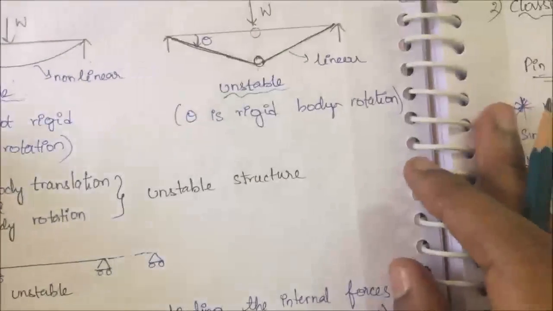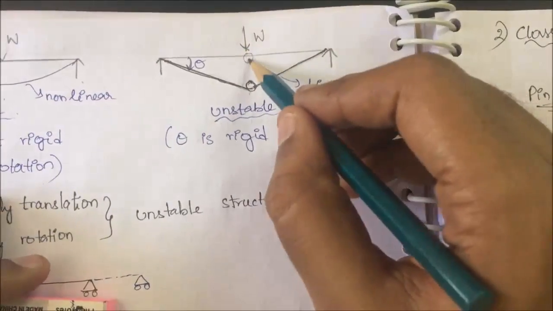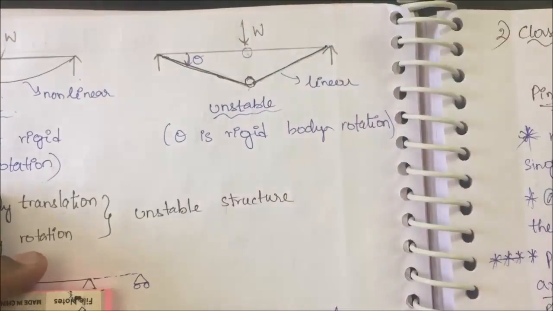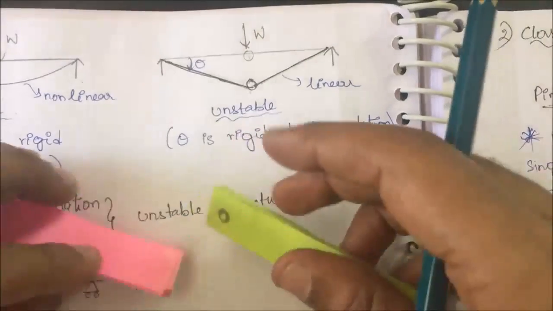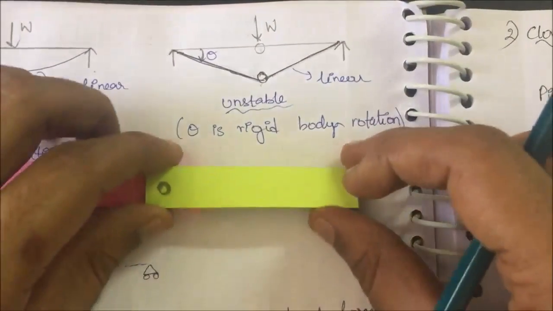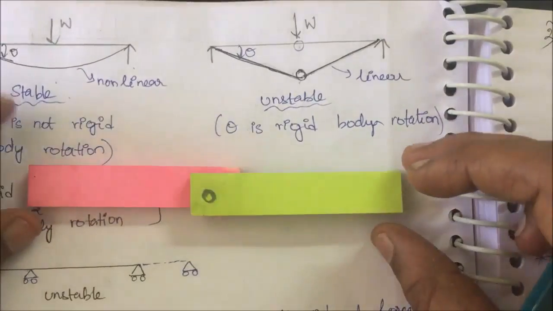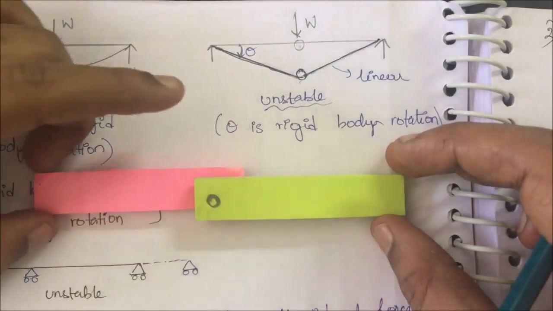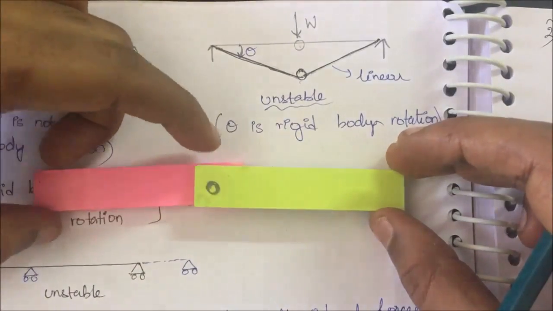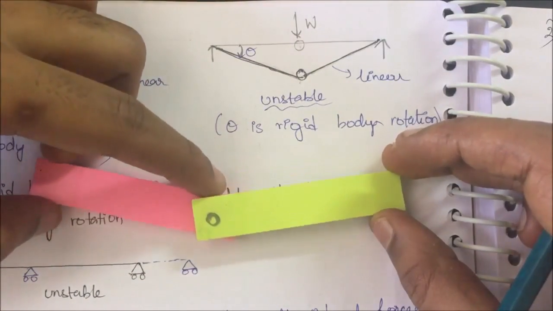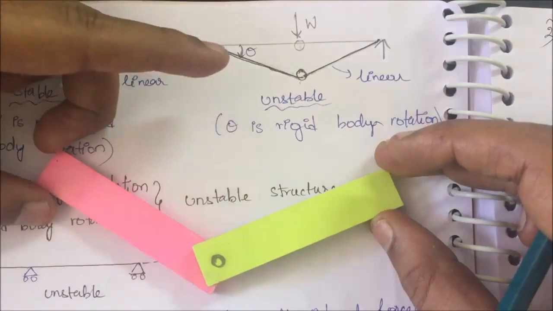Fine. Now let us see. I have added a hinge here. When I add a hinge, that means there are two members which are joined by a hinge. At the ends, again they are simply supported. Now you have to apply load at the center, right? If I apply load at the center, just see how it will deflect. It will deflect as a straight line itself.